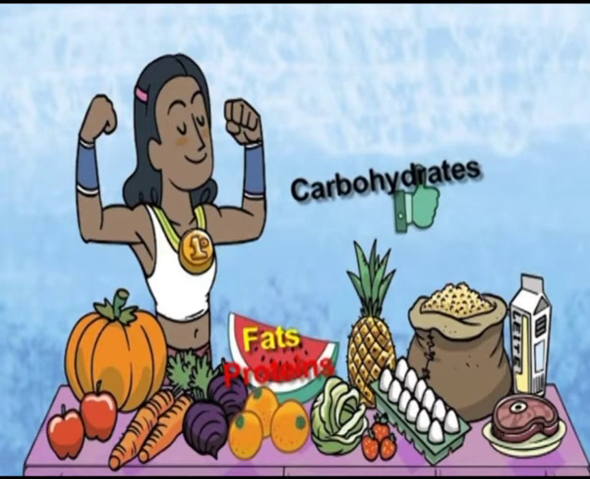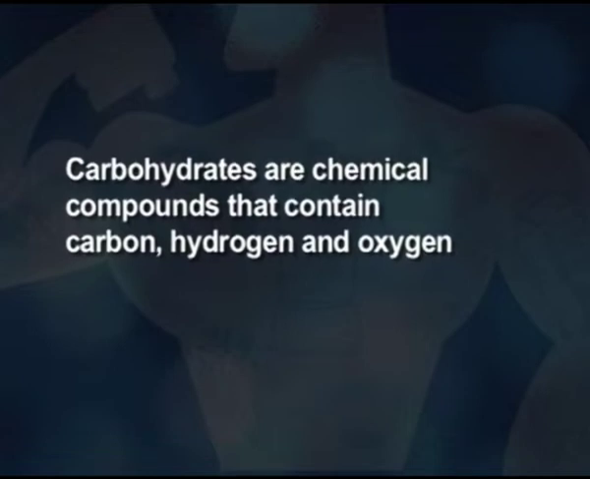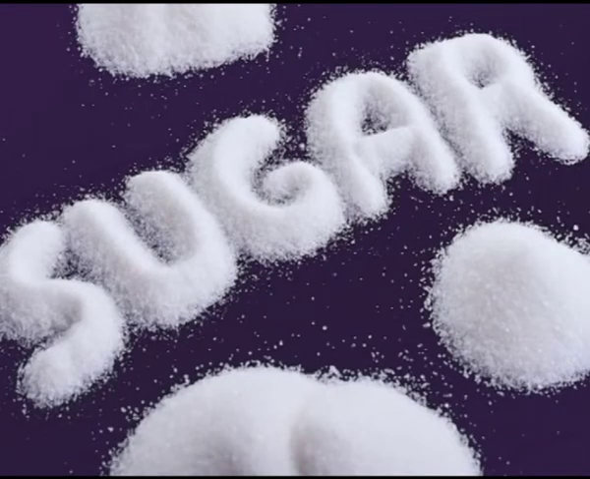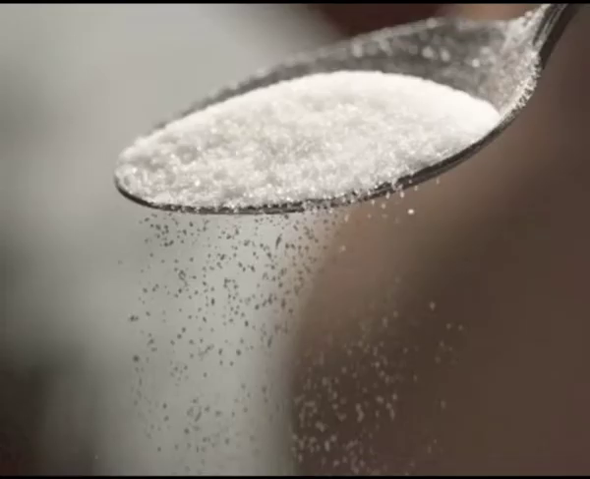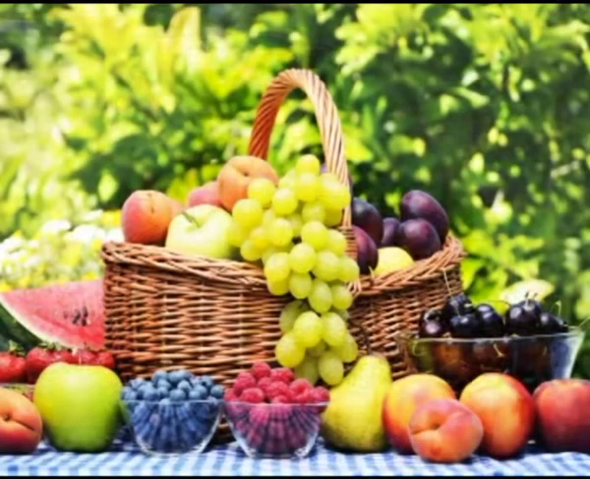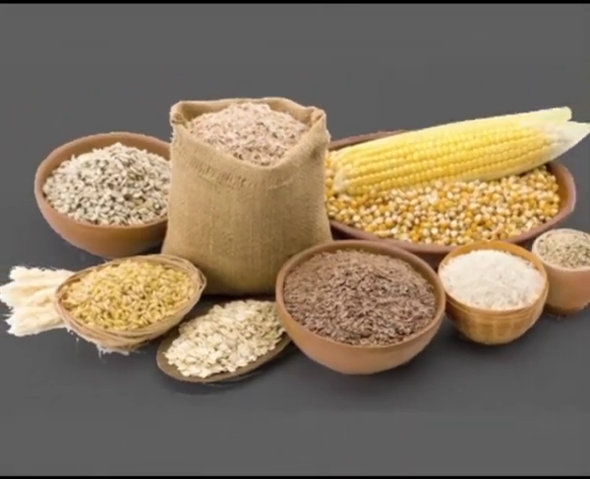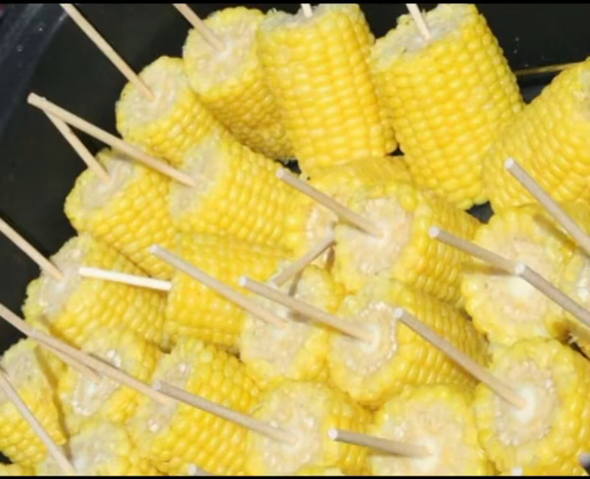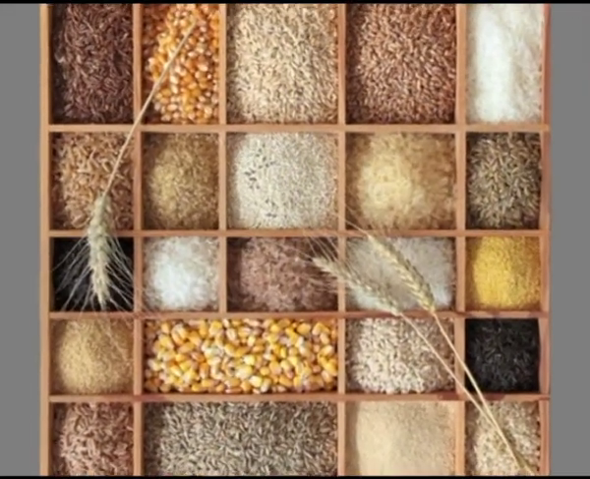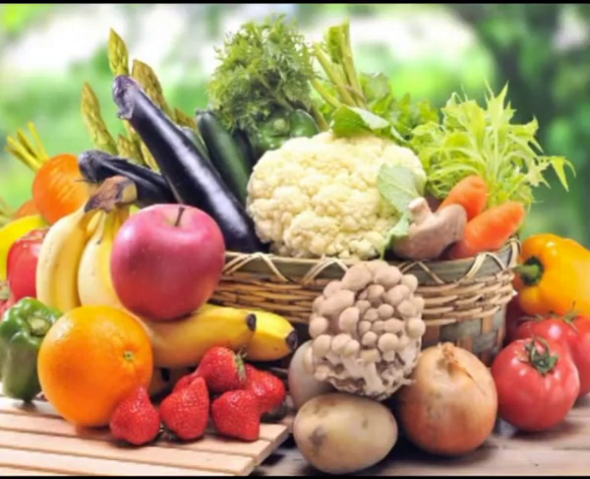So let us see what carbohydrates are. Carbohydrates are chemical compounds that contain carbon, hydrogen and oxygen. In the food we eat, carbohydrates are in the form of sugars, starches and fibers. Simple carbohydrates include monosaccharides and disaccharides, which are found in table sugar, honey, milk and fruits. Apart from simple carbohydrates, complex carbohydrates are also found in nature, which are polysaccharides, which include glycogen in animals and starches and fibers in plant sources. Sources of starch and fiber in the diet include whole grain products, legumes, vegetables and fruits.